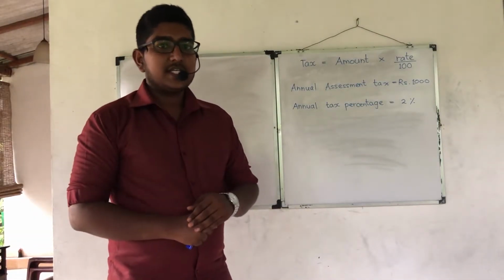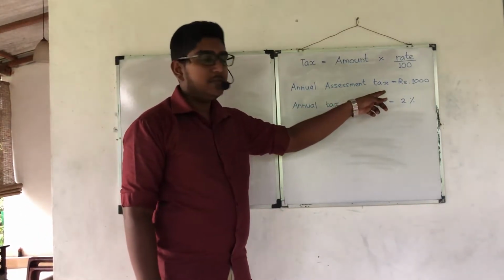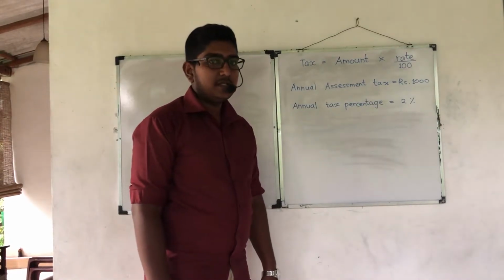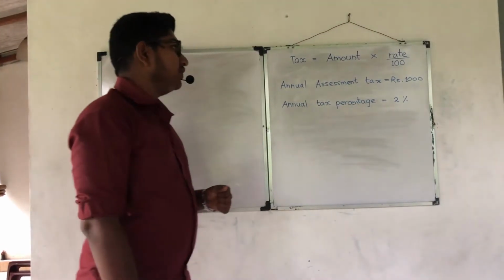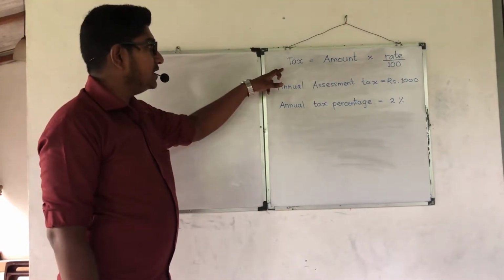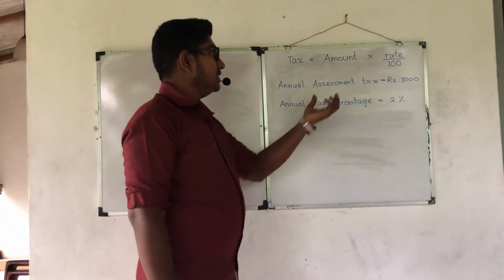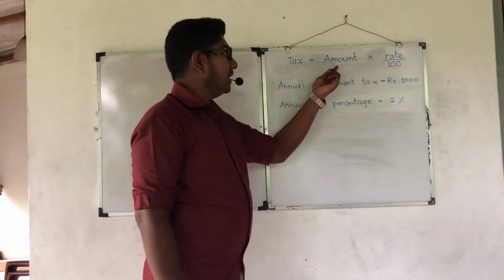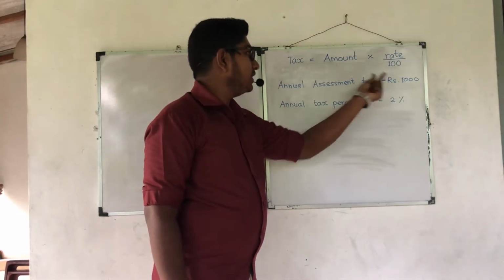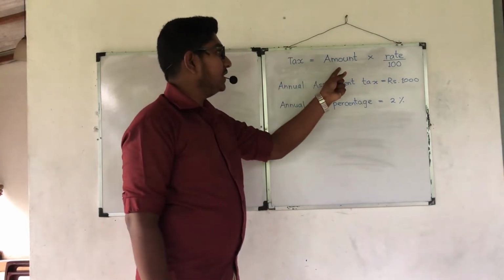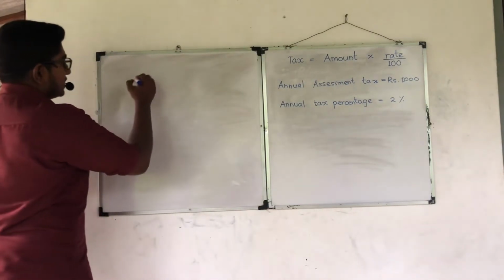Okay, this is our second example. In this example, the annual assessment tax value is given as 1,000 rupees. Here we have to calculate the assessed value of this property. For that, you have to keep this equation in mind. Normally, for any tax calculation, we are just multiplying the percentage by that amount. Then you can obtain the tax. So here the tax amount is given. We have to calculate the amount. Keeping that equation in mind, substitute.